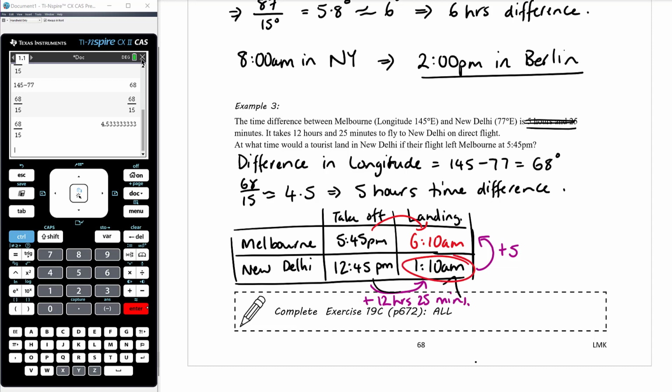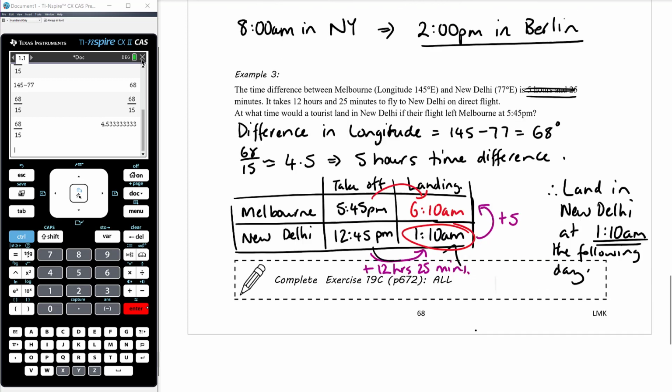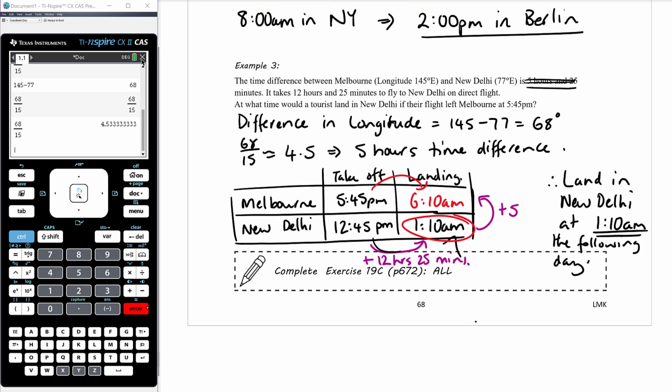So in terms of our answer to our question, we will land in New Delhi at 1:10 a.m. the following day. It doesn't actually ask for the following day bit, so 1:10 a.m. would be sufficient, but just to be clear about what's happening. Okay, so the work there is exercise 19C.